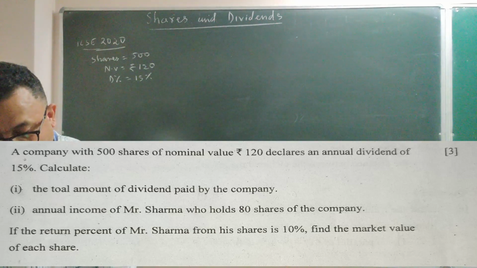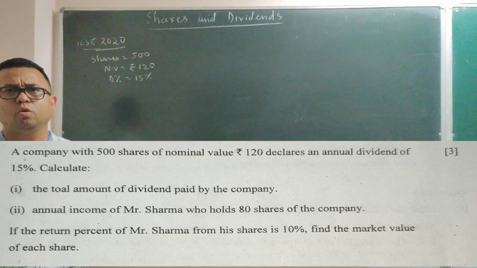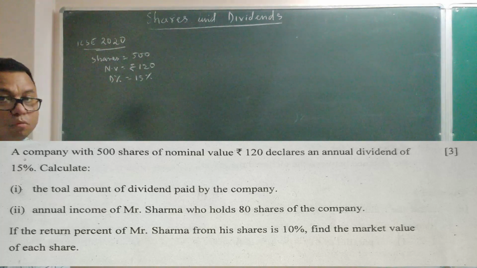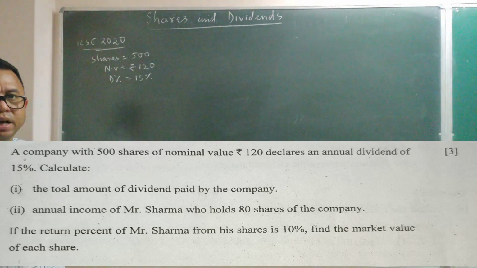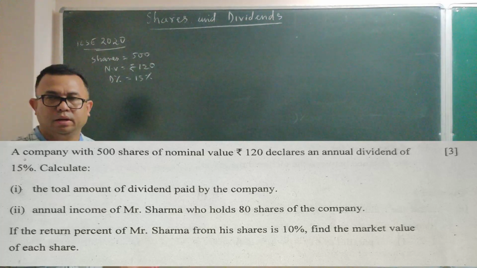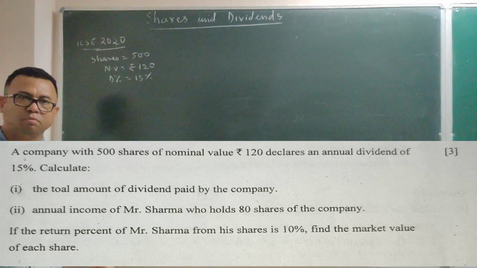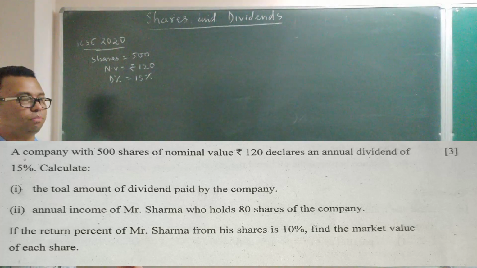Total amount of dividend paid by the company, meaning total dividend means annual income. That is formula number 3. But for formula number 3, I need number 1 and number 2. So without even looking at what the question is asking, I need number 1, I need number 2, and only then can I go to number 3.